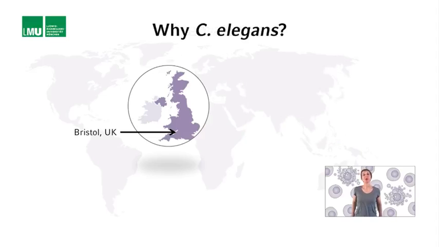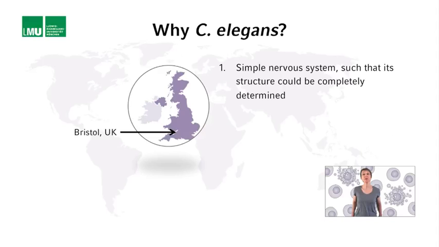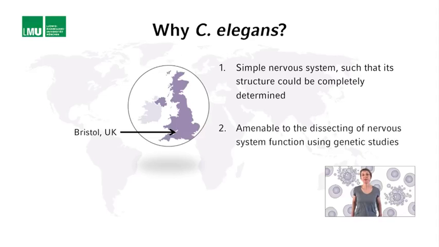Why did Sydney Brenner choose C. elegans as a model organism? Sydney Brenner was interested in the nervous system, and he thought that for choosing a good model organism, two criteria were particularly important. First, the organism should have a simple nervous system. A nervous system so simple that its structure could be completely determined. Second, the organism should be amenable to the dissection of nervous system function using genetic studies.